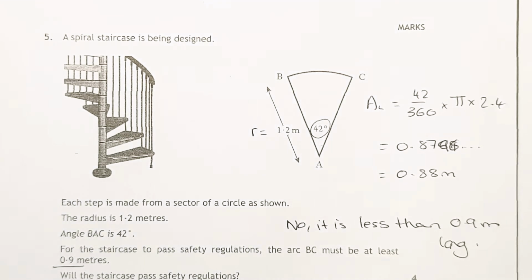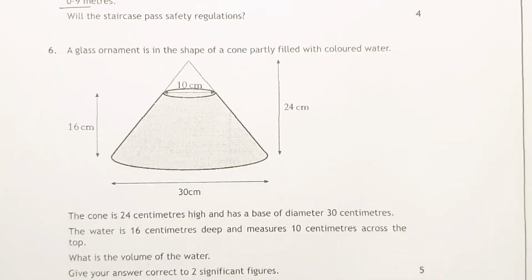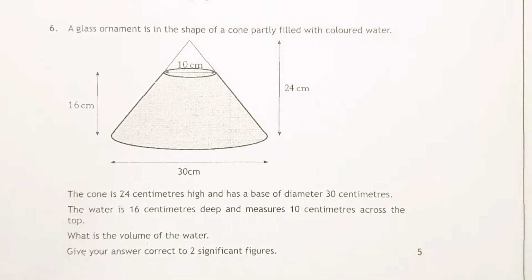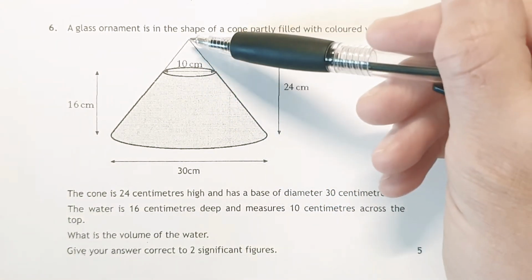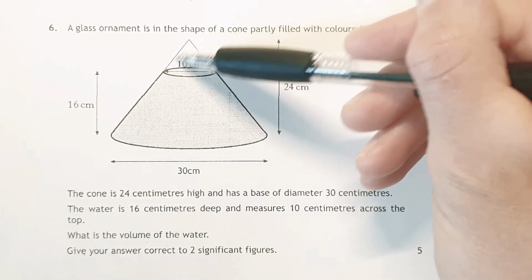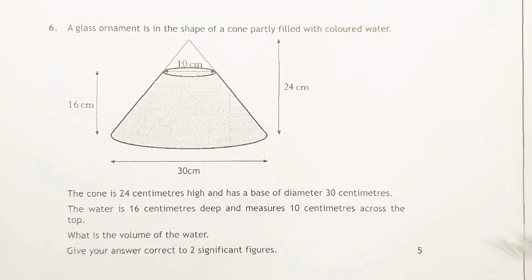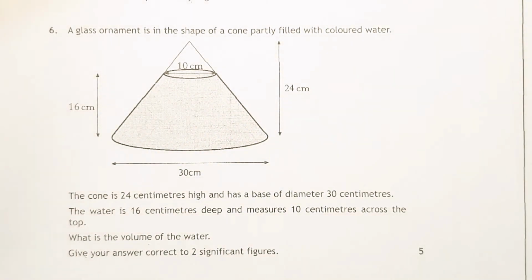So that's question 5. Now for question 6, we've got to find the volume of this glass ornament, and it's a cone shape with a wee bit off the top. Well, basically you've got a great big cone and you've got a little cone, which is the missing bit. You get the big cone, get the volume of that, subtract the wee one, and then what you're left with is this shaded one in here. Okay, so let's find out the volume of the big cone first.